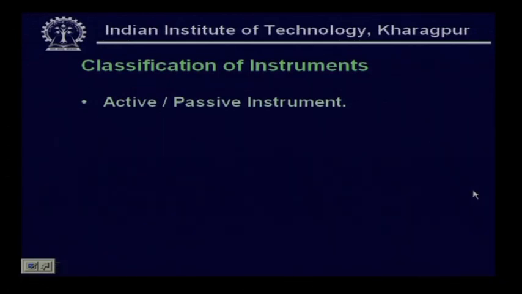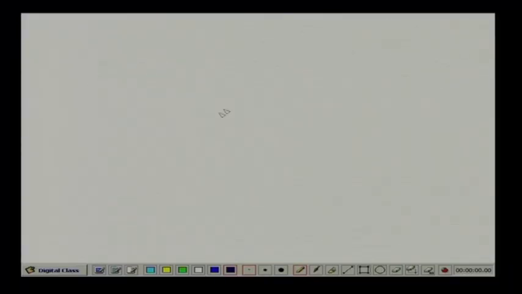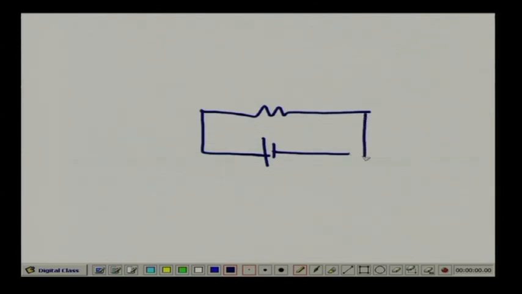The choice between active and passive instruments involves carefully balancing the measurement and resolution requirements against cost. Let us go back again to the potentiometer. When we discussed the potentiometer, we have the potentiometer here, we have a power supply here, and this is our wiper which moves in this direction x, and I am getting an output voltage E naught.